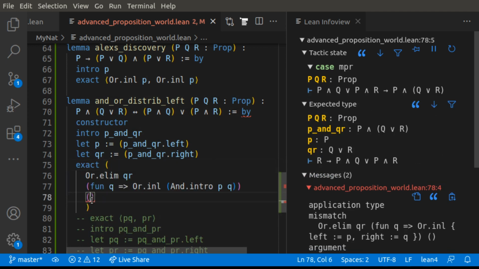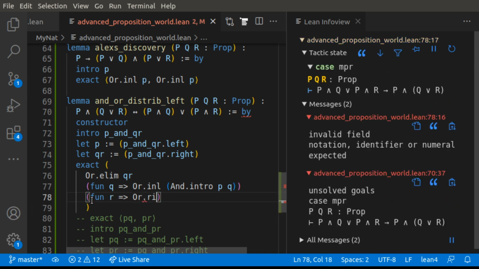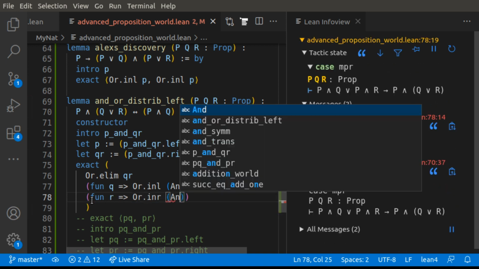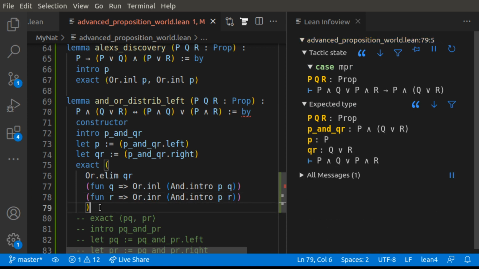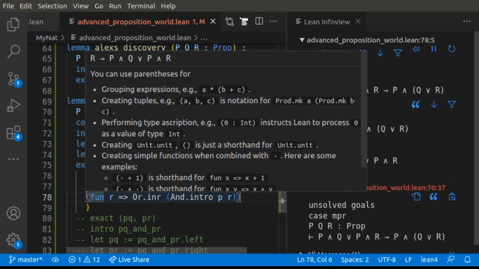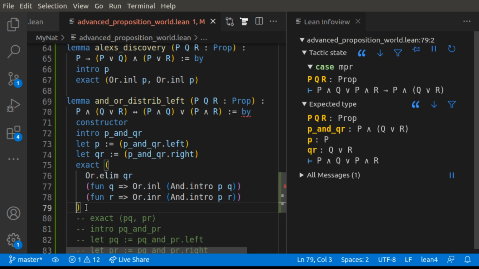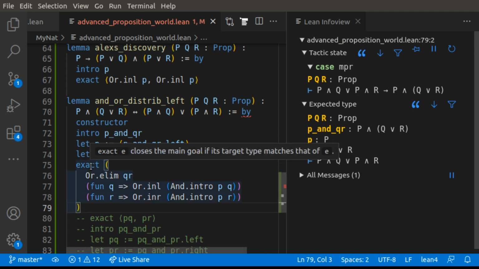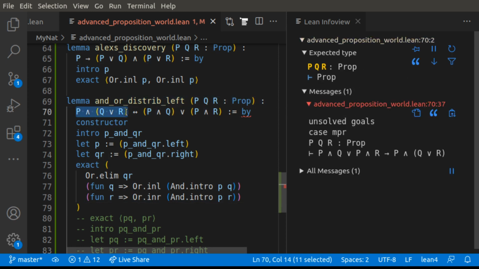Okay, and then we do the same thing with given R, or dot, I think INR now, and dot intro P R. Nice. So this proves R implies P and Q or P and R. And that, a bit more complicated than before, is our first case. This is P and Q or R implies P and Q or P and R.